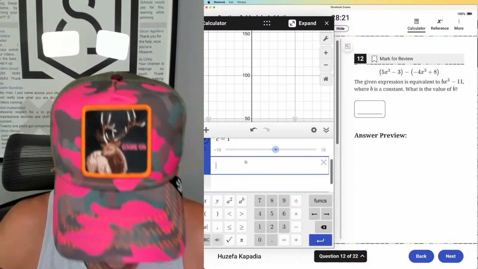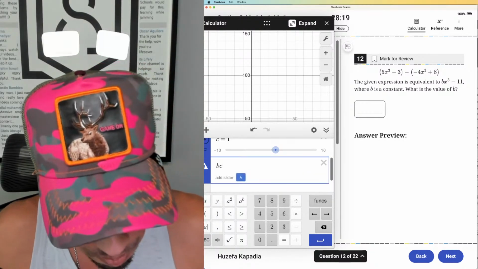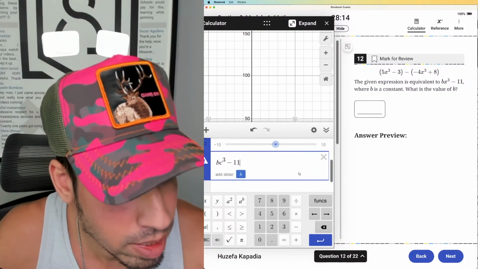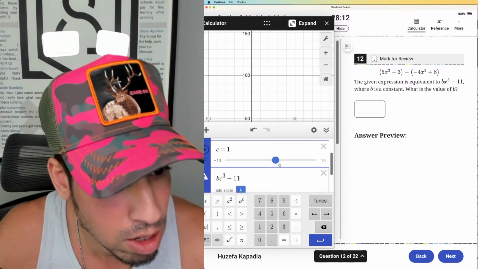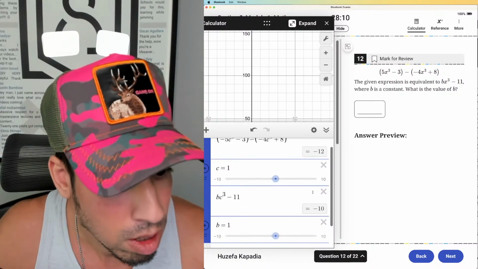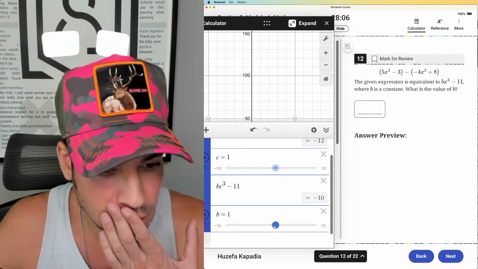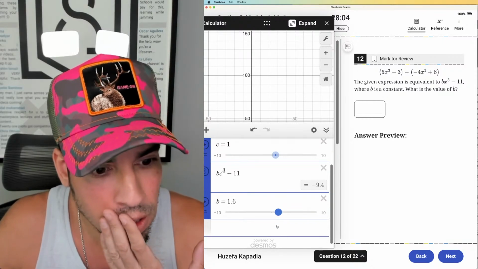I'll say bc cubed. So again, c is now x minus 11, and we're trying to get these to be equivalent. So right now, that one equals negative 12. This one equals negative 10. Oh, look, and then you can use the slider.